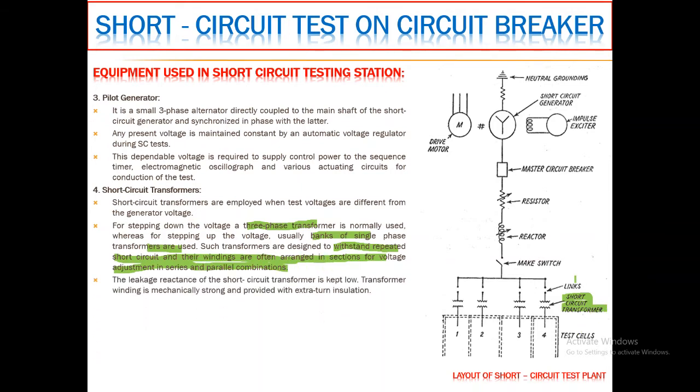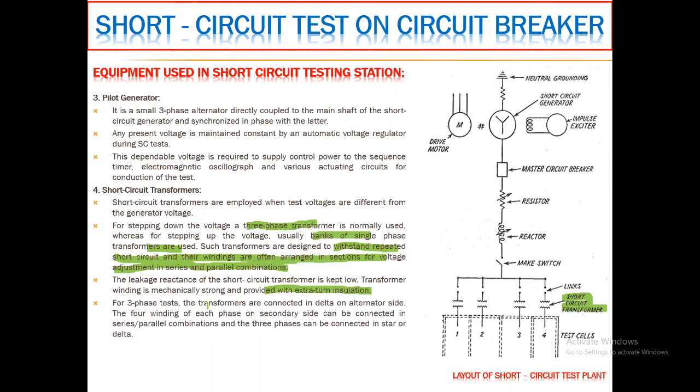The leakage reactance of this short circuit transformer is kept low, so the transformer winding is mechanically strong and provided with extra turn insulation because of the larger voltage and the larger current magnitudes. For three-phase test, the transformers are connected in delta on the alternator side.